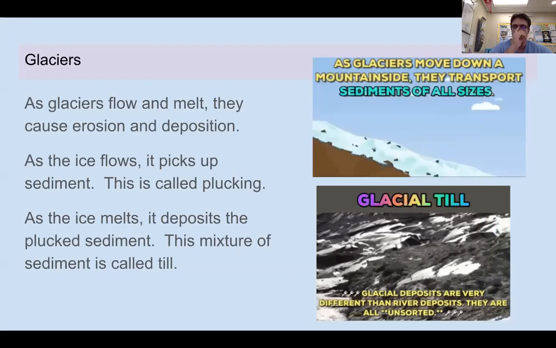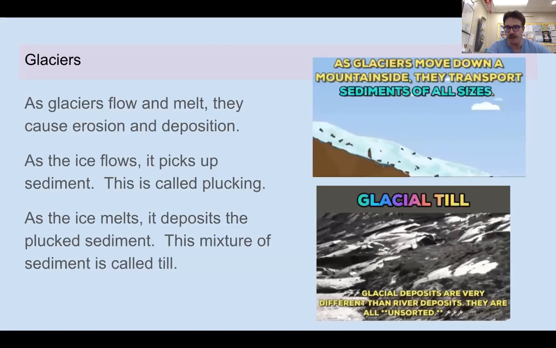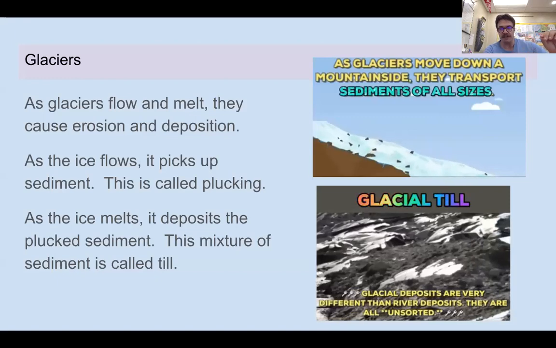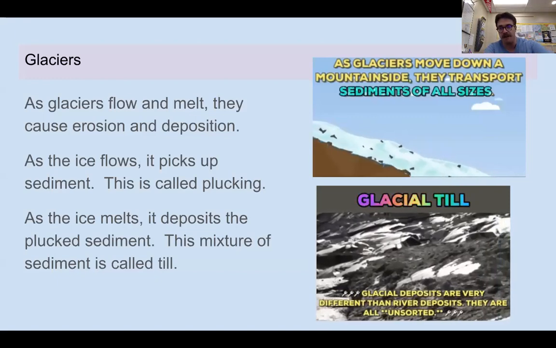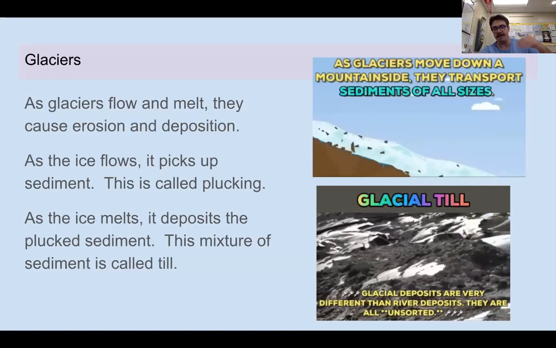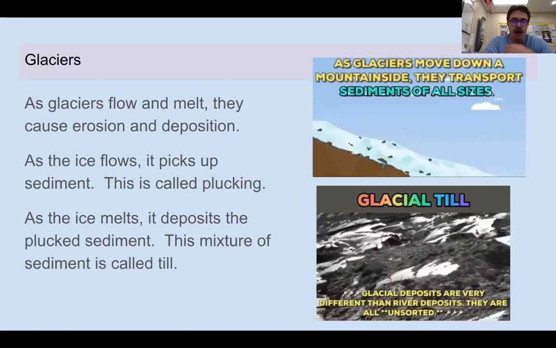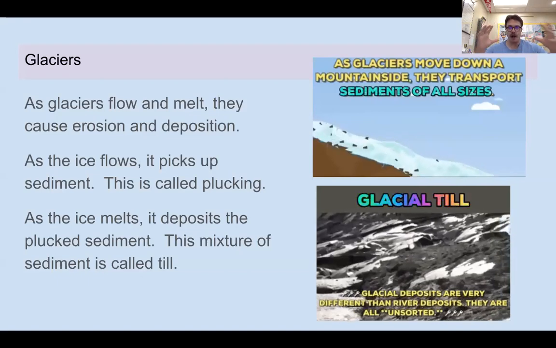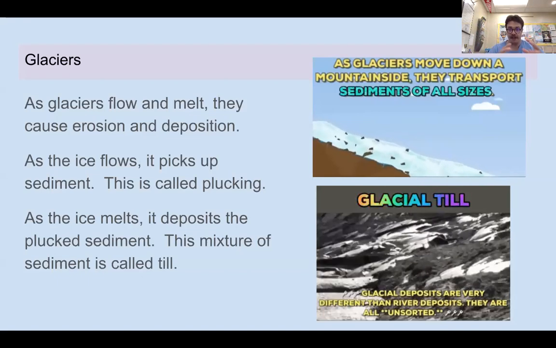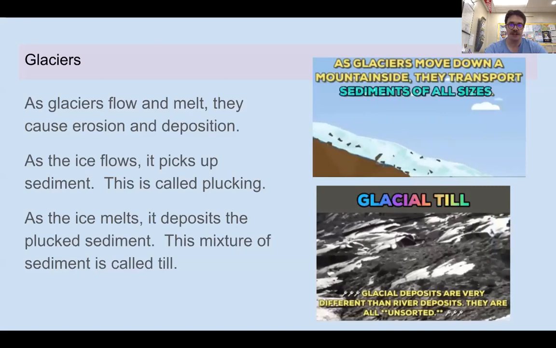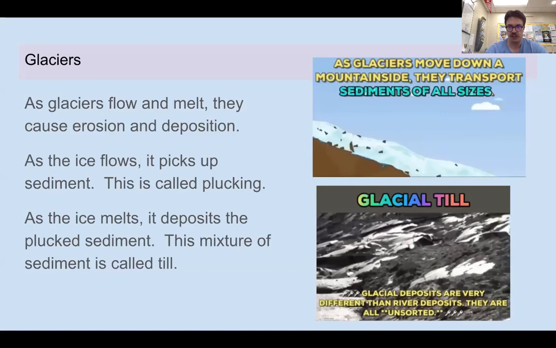That's called plucking. You guys should also be familiar with the concept of abrasion, that as pieces of sediment are plucked out of the mountain, they're also going to cause abrasion with other parts of the mountain. Then, as the ice melts, it's going to deposit all of that plucked sediment together. And that sediment can be made up of tons of different materials. But the generalized mixture that we're going to call it is just till.